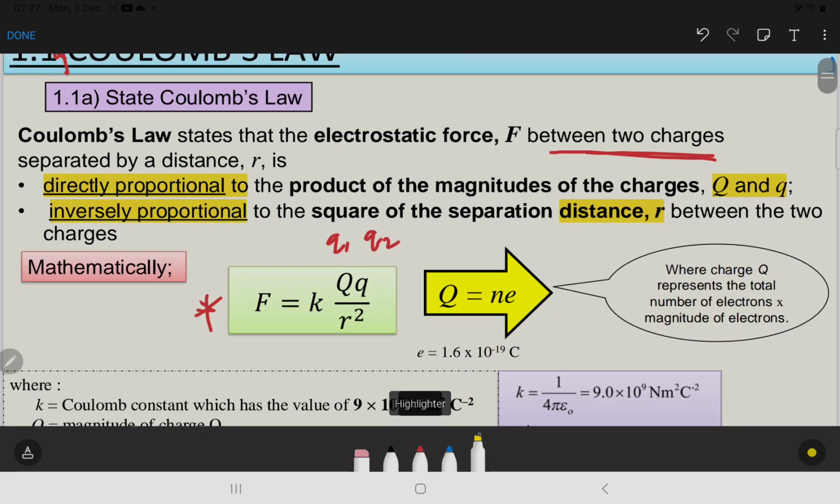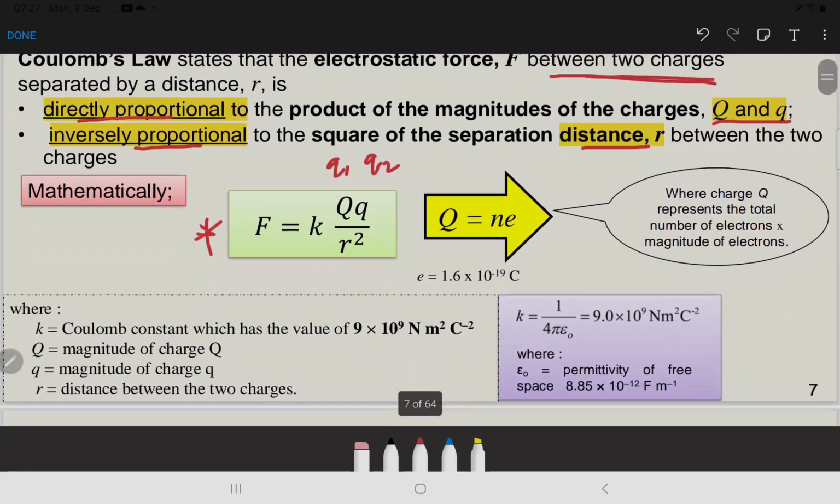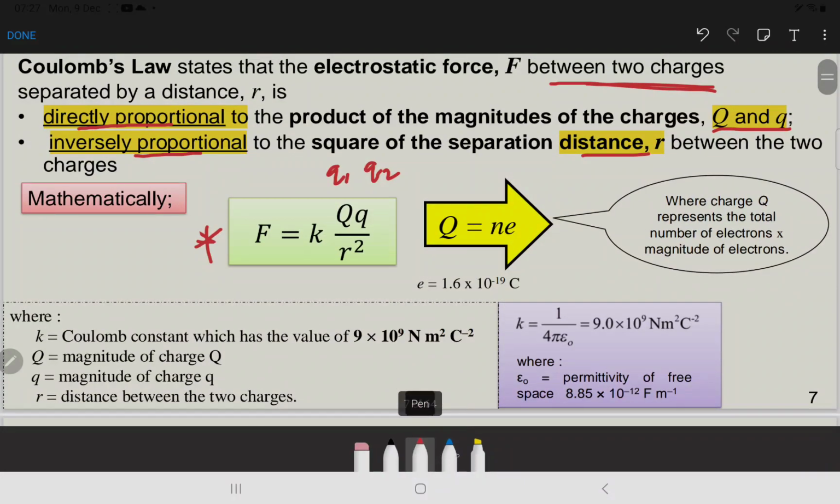So from the equation we can see the product of capital Q and small letter q is directly proportional to the force, and it is inversely proportional to the distance. And then we have the value k, which is the constant k. We will apply this later in our equation whenever you are doing calculations.